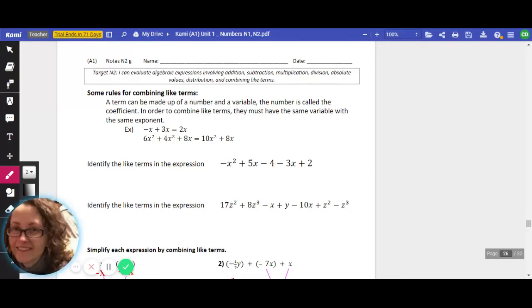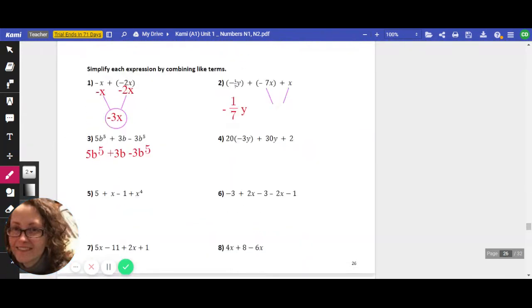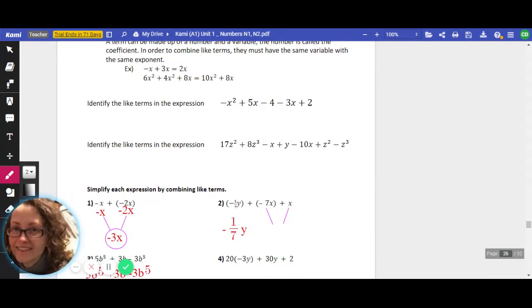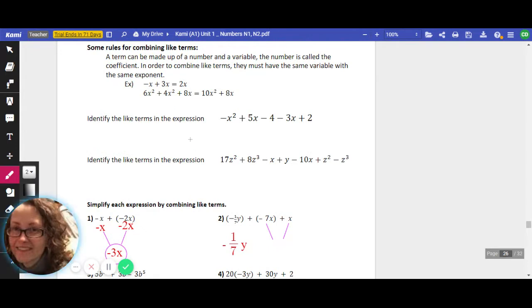Hi class, today we're going to look at combining like terms and also distribution. For today's video, I know that we've already done some practice with this on Khan Academy, so I just want to reinforce what we've already done, make sure that there aren't any other questions. So let's go ahead and get started.